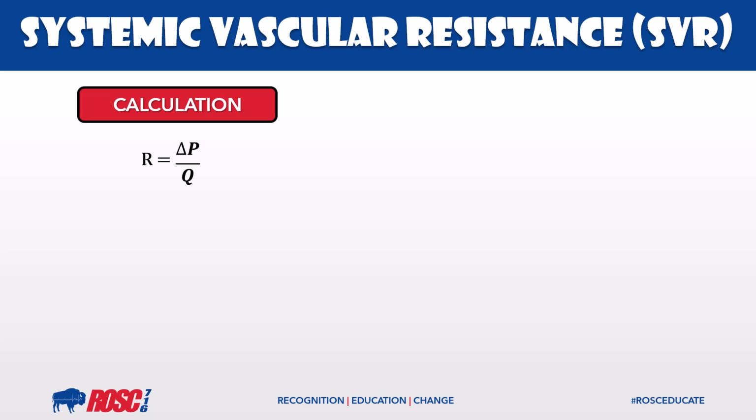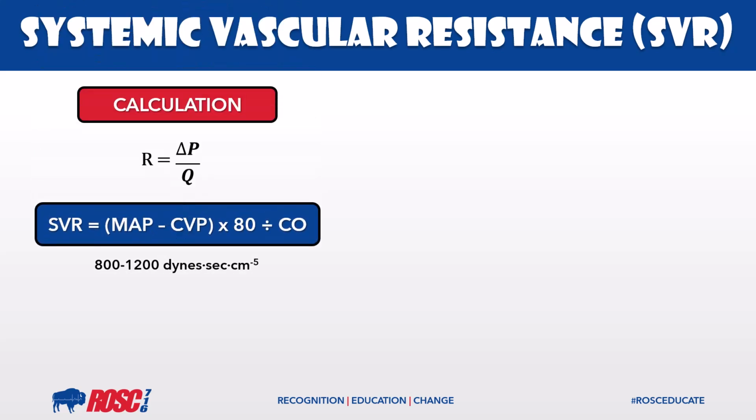Resistance equals change in pressure divided by flow. So in this case, SVR equals MAP minus CVP times 80 divided by cardiac output. Normal is 800 to 1200 dynes.